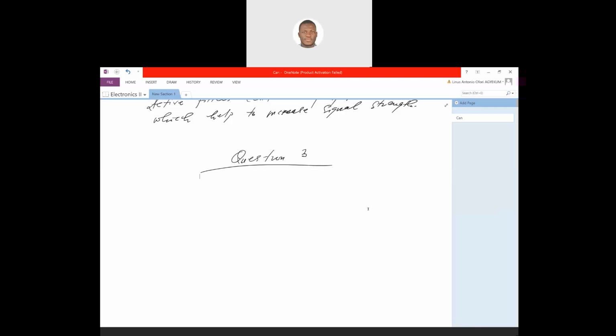And then state 4 characteristics of an ideal operational amplifier. What is common mode rejection ratio? And then there is a question. A certain operational amplifier has an open loop differential voltage gain AD of 50,000 and a common mode gain of 0.4. Determine the common mode rejection ratio. What is the purpose of offset null circuit in the operational amplifier circuit?